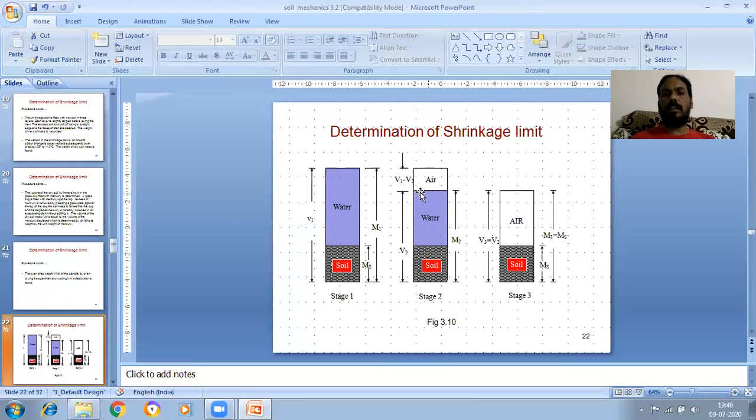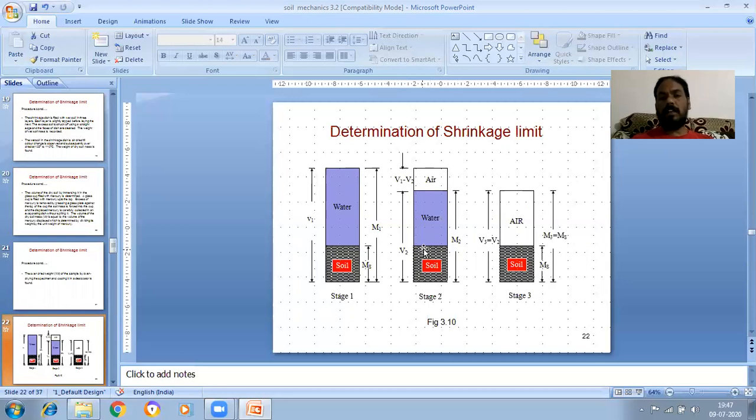Now the volume of the soil sample is, let us say, V2. Now how much volume is reduced? V1 minus V2, because earlier the volume was V1 and now it is V2. So V1 minus V2 is the volume of the soil reduced. Now this is the soil sample, and its volume is V2, because this much is evaporated. This is actually excess water.